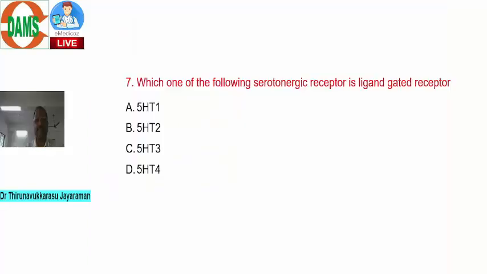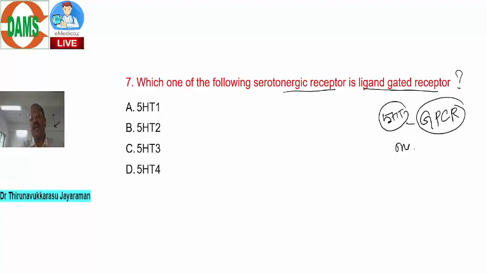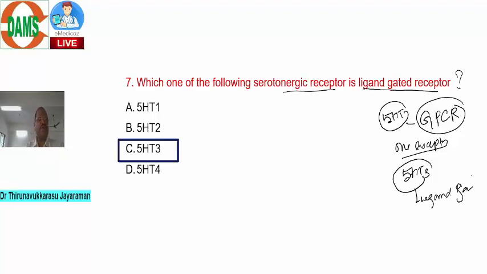That's most important. Next, which one of the following serotonergic receptors is a ligand-gated receptor? Options are 5HT1, 5HT2, 5HT3, 5HT4. Remember, all serotonin receptors are G protein coupled receptors. Only one exception is there, that is called 5HT3. 5HT3 alone is a ligand-gated receptor. Okay, so the answer for the question, option C, 5HT3.